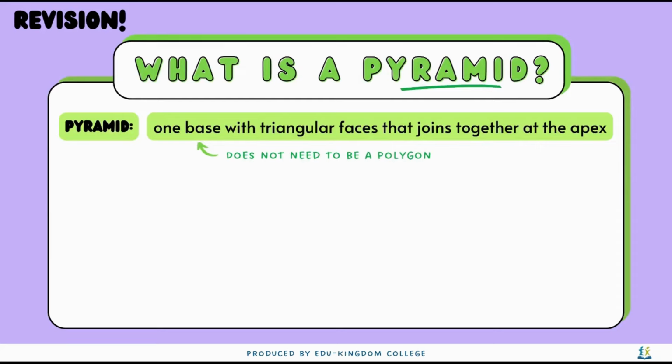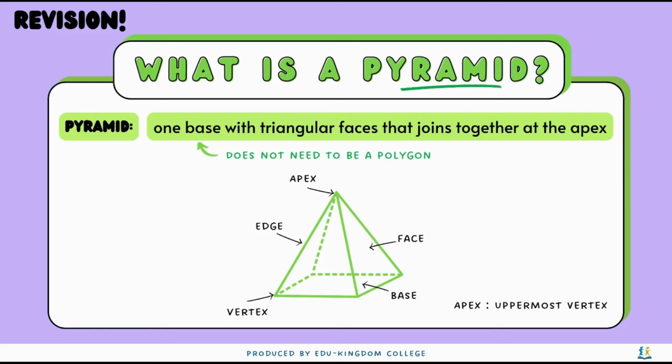Moving on to pyramids. Pyramids have 1 base with triangular faces joining at the top at the apex. In this case, the base does not need to be a polygon. Like prisms, all the corners are known as vertices. All the longer sides are called edges, the shape at the bottom is called a base, and any flat sides are called faces. The uppermost vertex, the pointy corner at the very top, is known as an apex.